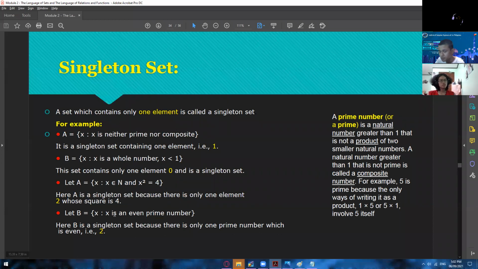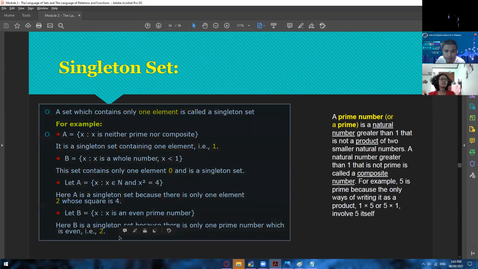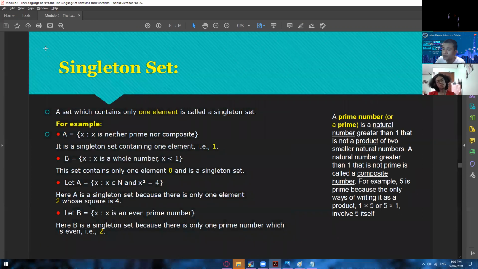And then for the last one, let B, wherein X is an even prime number. So here B is a singleton set because there is only one prime number which is even, which is the 2 itself. There are no other even prime numbers that exist except the 2 itself. So are we clear so far when it comes to singleton set?